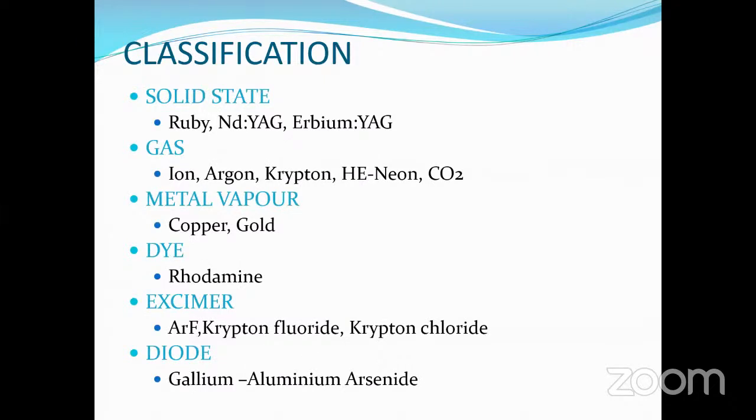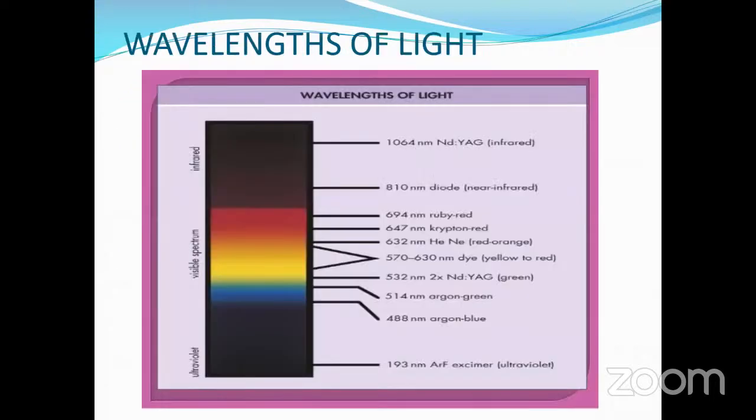Now, classification can be by the substance that is stimulated so that the energy comes out of it. The crystal can be in the solid case, that is ruby, NdYAG, erbium YAG, and all that, or it can be a gas: argon, krypton, helium neon, CO2, or it can be a metal vapor as in copper or gold, or it can be a dye as in rhodamine, or it can be an excimer laser, that is argon fluoride or krypton fluoride or krypton chloride, or it can be a diode laser, which is gallium aluminum arsenide.